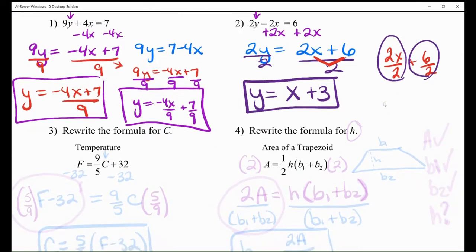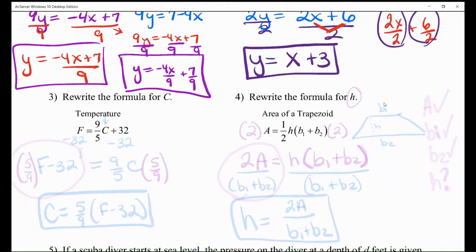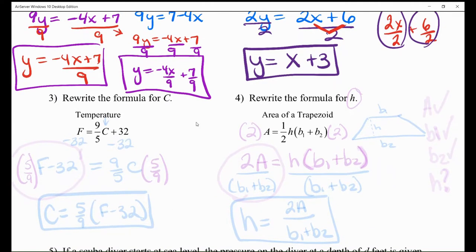Number 3 is the formula for converting from Celsius to degrees Fahrenheit. We want to use this formula and we want to solve for C. So right now, to the C term, we're adding 32. So the first step to solve would be to subtract 32. F minus 32 equals 9/5 times C.